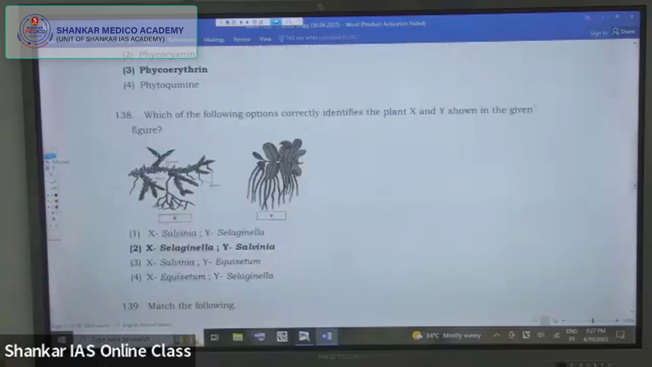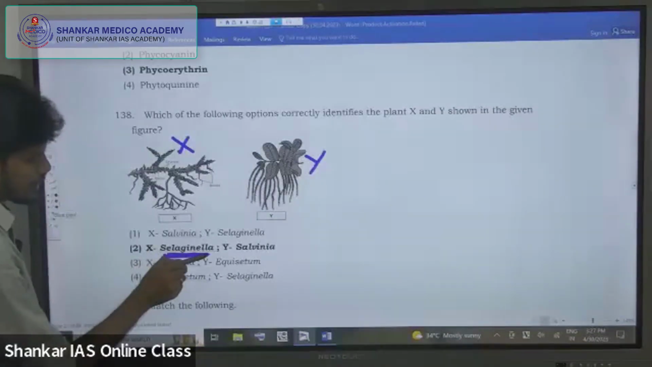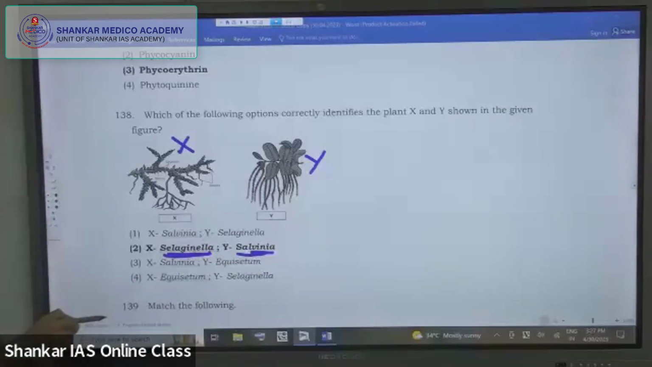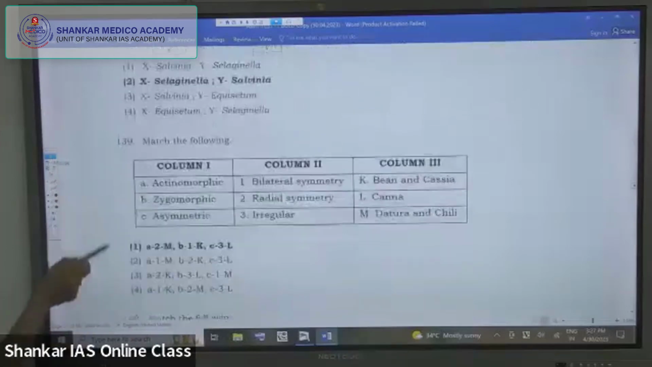Then this is the picture I have given as plants X and Y. These belong to bryophytes or pteridophytes. This belongs to pteridophytes. X will be Selaginella and Y will be Salvinia. So these two pictures: X represents Selaginella, Y represents Salvinia.